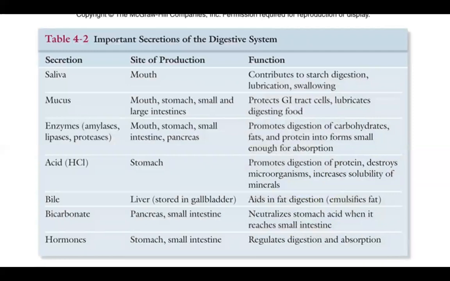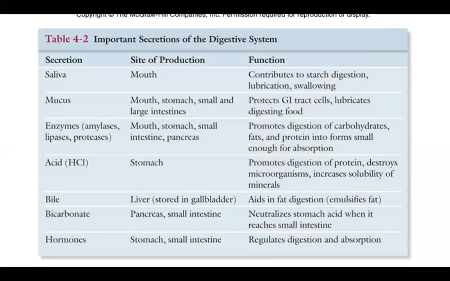Here's a table from your book with some of the important secretions and summaries of them. Obviously, in the mouth, you have saliva. Also in the mouth, you have something called amylases. These are starch digesting proteins and enzymes that occur in the mouth. The salivary glands also secrete a little bit of lipases. Lipases can digest fats. There's mucus that happens in the mouth.